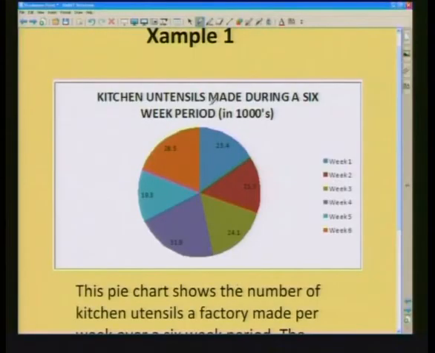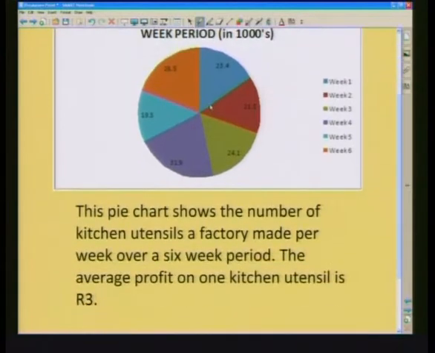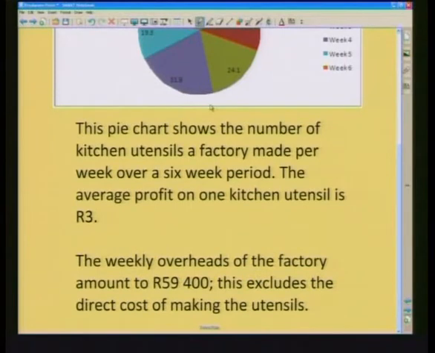The kitchen utensils are made over a 6-week period, and this is in thousands. So remember, if you would like to get the accurate answer, you would have to times these amounts by 1,000. All right. The average profit on one kitchen utensil is 3 rand. Remember your profit. You work that out by saying your income minus your expenses. So that's what's left over.